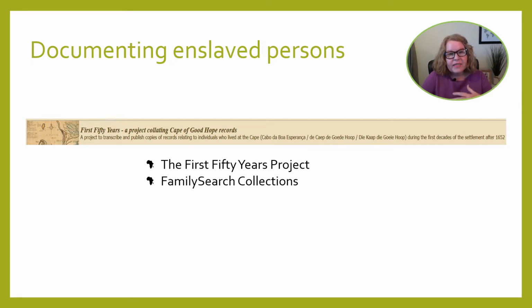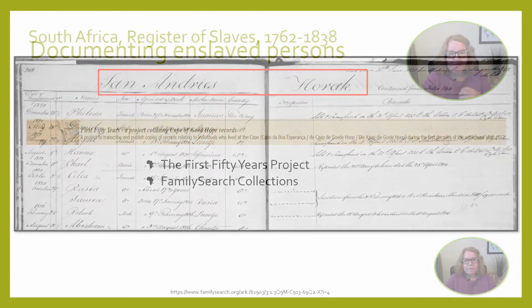One of the other ways that we can look at documents on the enslaved persons in the Cape Colony is to look at FamilySearch. They hold a collection titled A South Africa Register of Slaves from 1762 until about 1838, and it has some really interesting records on it. So let's take a look at those.